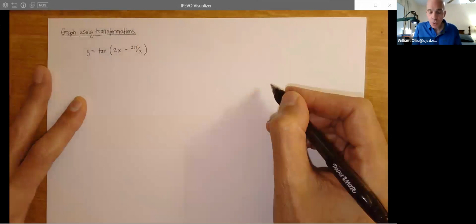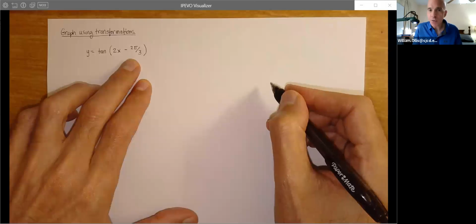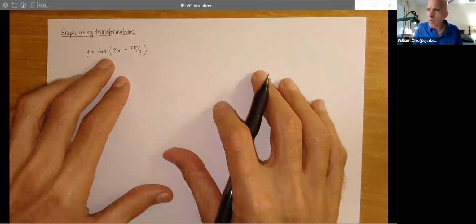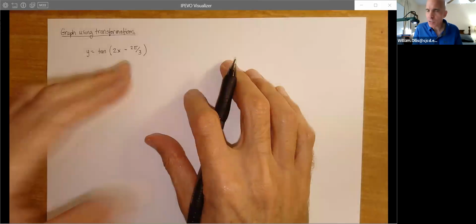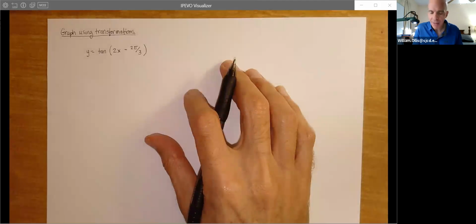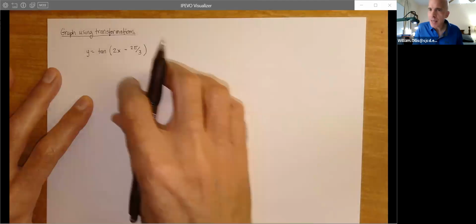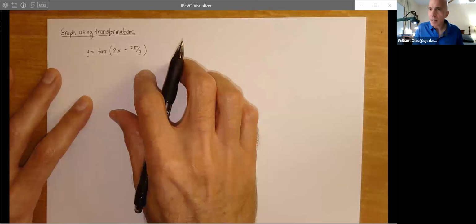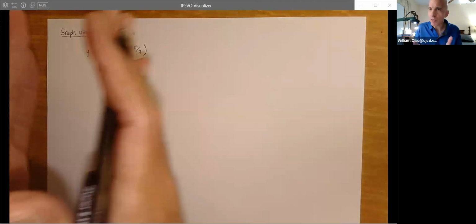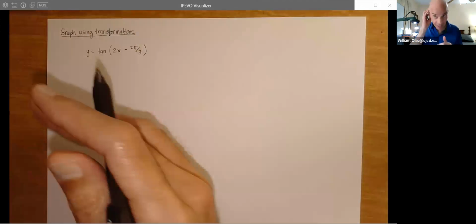Okay, so we want the graph using transformation. In this particular case, we notice we're not going to have an amplitude, because these go off to infinity and negative infinity. So amplitude doesn't make any sense. But the shifting that we can do, and the stretching horizontally and compression, all that vertically, that's still at play.